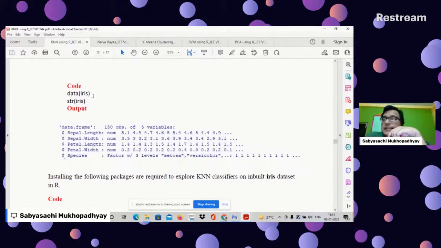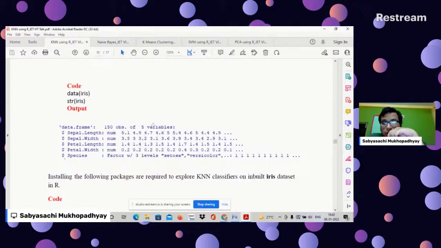As this is the inbuilt dataset, you just have to write the data function over iris. You may want to try out the structure of the data. You can explore that in R with the str function. If you apply the str function over the iris dataset, you will see 150 observations of 5 variables. That means there are 5 columns and 150 observations, meaning 50 iris setosa, 50 iris virginica, and 50 iris versicolor. So there will be altogether 150 observations.